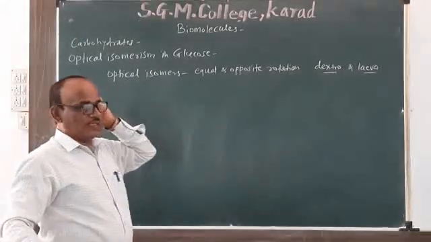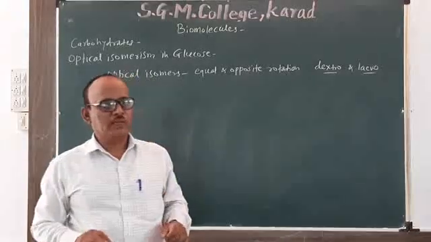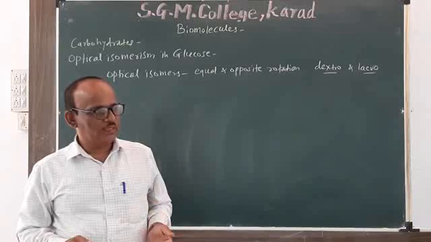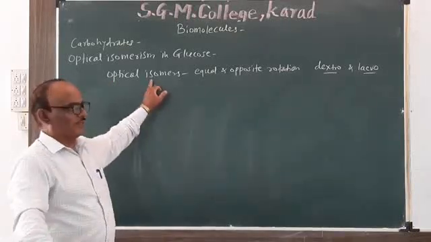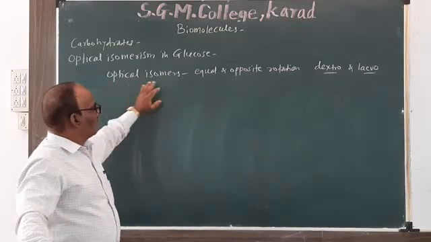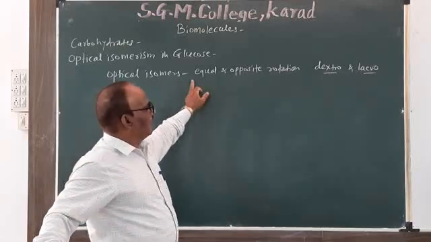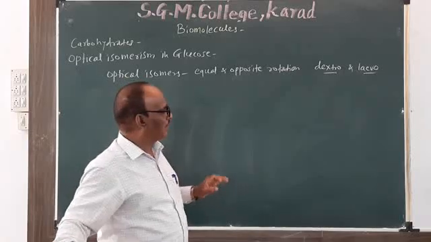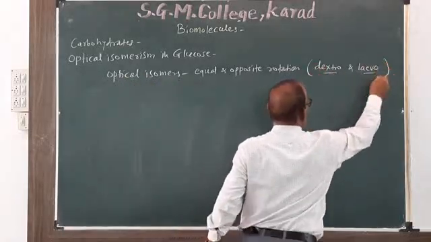This optical activity we studied in a previous topic, halogen derivatives of alkane. What is the meaning of optical activity? Then optical isomers. Isomers means compounds having the same molecular formula. Then what are optical isomers? Optical isomers have equal and opposite rotation of plane polarized light. There are 2 optical isomers, dextro and levo.